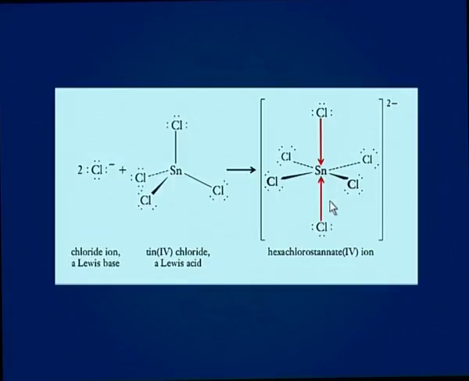The red arrows represent coordinate covalent bonds. These arrows do not imply that two tin chlorine bonds are different from the others. Once formed, all the six chlorine bonds in SnCl6 2- ion are alike. Now you are able to define coordinate bond.